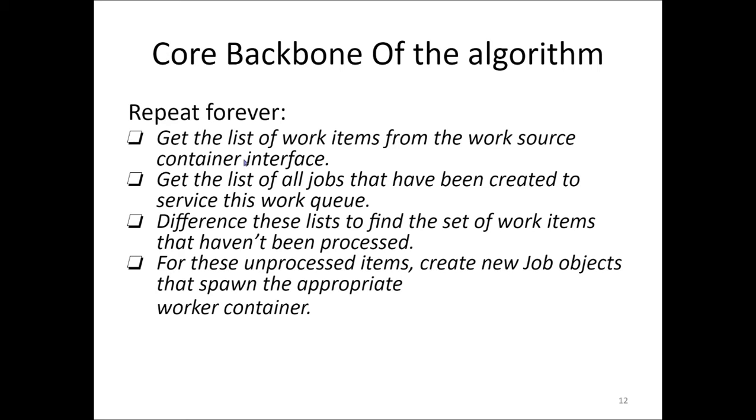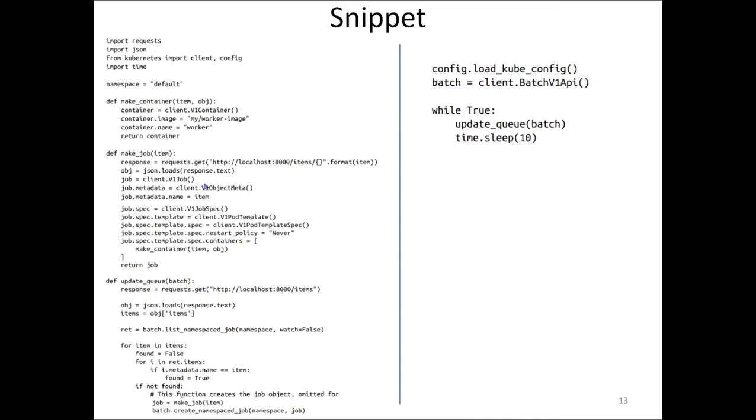If we want to see the core backbone of this algorithm, we can see that it's again straightforward. Get the list of the job items from the source container, then create some jobs to assign, then differentiate between the items that haven't been processed and push them for processing. Basically, for the unprocessed items, create a new job and spawn a container. That's pretty much it. If we look at the code itself, this is a snippet of the code. It's just a simple Python script that can implement a work queue.